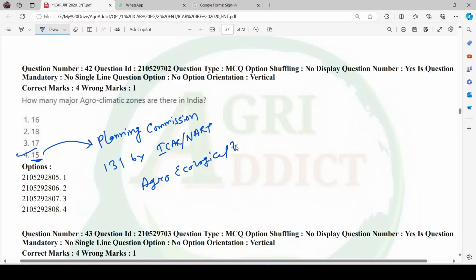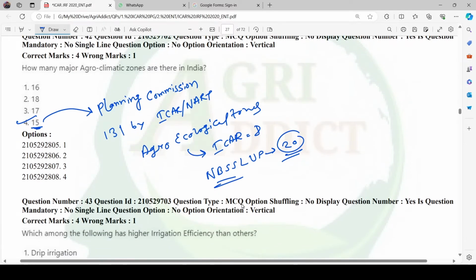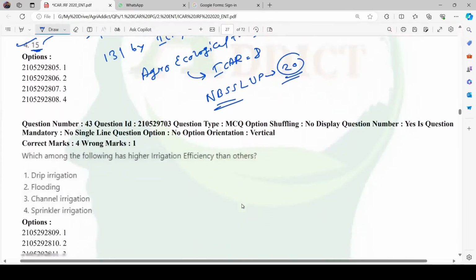Agroecological zones: by ICAR, it is classified as 8, and by NBSSLUP, it is classified as 20. Earlier it was 21, but now it is 20. That is National Bureau of Soil Survey and Land Use Planning. So you should know these major agroclimatic and agroecological zones in our country.